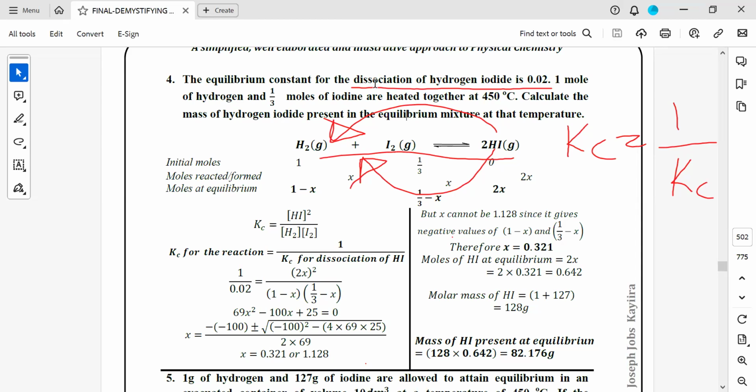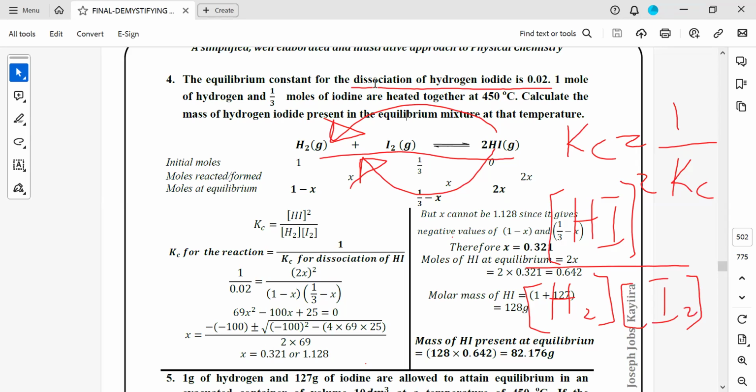So in that case, we adopt the other formula which we had initially, where we had hydrogen iodide squared divided by hydrogen. Now these are square brackets, sorry, because we are dealing with concentrations. So you will have this, and then you have iodine. So in this case, you have 2x squared, like we have here, and then we have this value and that value as written in the brackets.